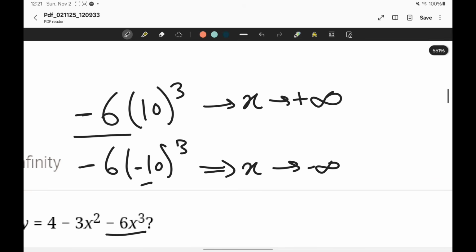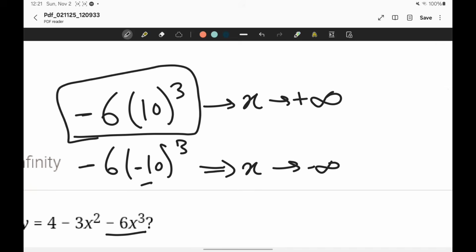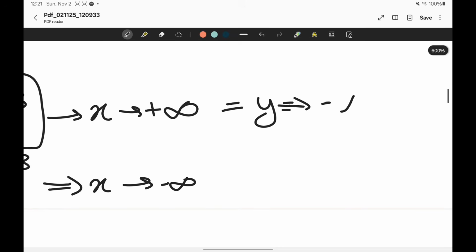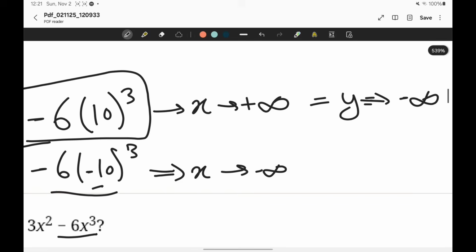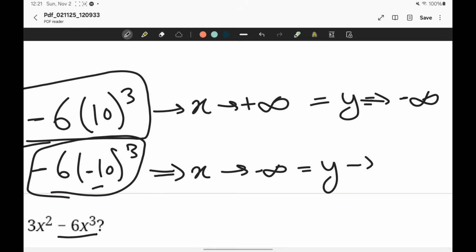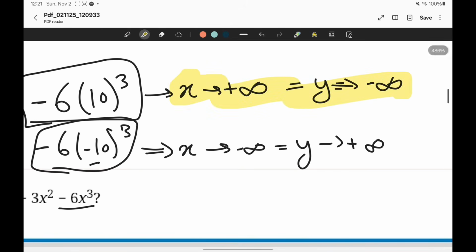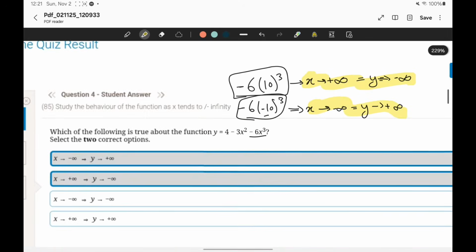Now if you solve this part, you'll get a negative number. So you get y approaches negative infinity. And if you solve this one, you get y is a positive number. So we say y approaches positive infinity. So we're going to select this and this. So here, as x is getting smaller, y gets bigger, and as x gets bigger, y gets smaller.